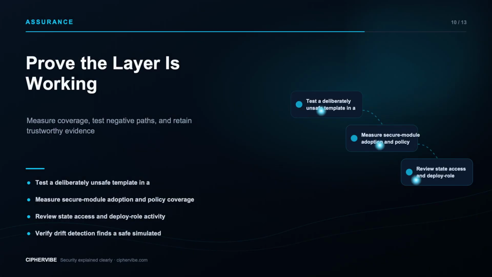A configuration screen is not assurance. Collect evidence that the intended control applies to the correct scope and that violations become visible. First, test a deliberately unsafe template in a non-production repository. Second, measure secure module adoption and policy coverage. Third, review state access and deploy role activity. Fourth, verify drift detection finds a safe simulated console change. Test both normal activity and a safe negative case in an authorized environment. Record the expected decision, the evidence location, the owner who reviews exceptions, and the rollback method. Repeat after platform changes, new integrations, or major shifts in business use.